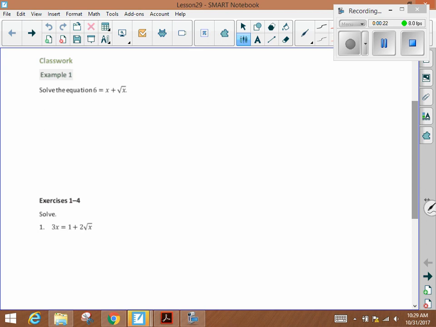Well, our plan before was to isolate the radical, right? So we need to get that square root of x by itself. So the first thing I'm going to do is subtract x from both sides. So I'm going to have 6 minus x equals the square root of x. Okay?